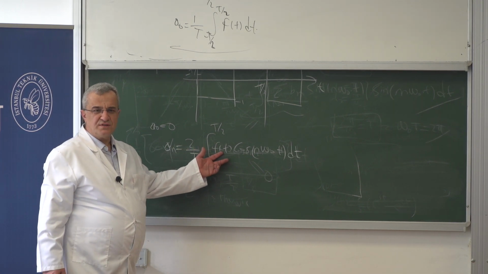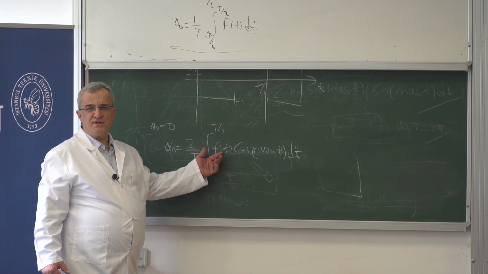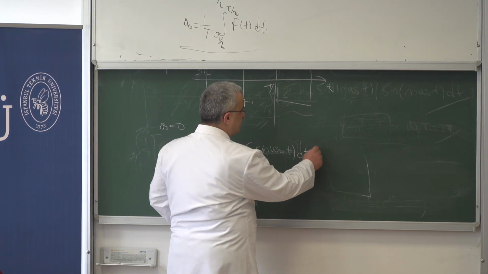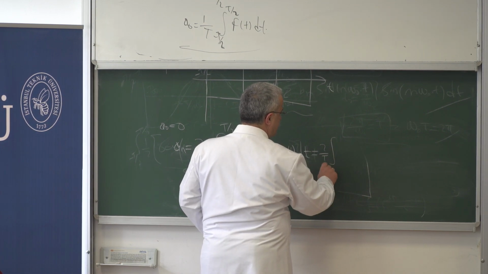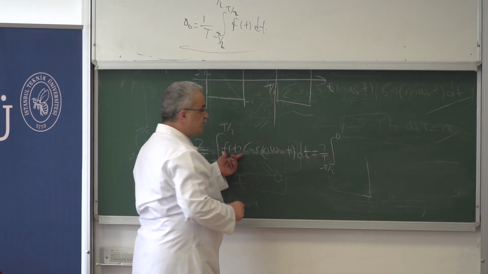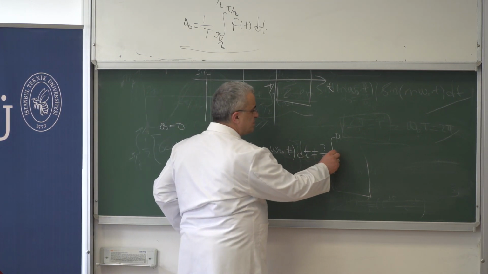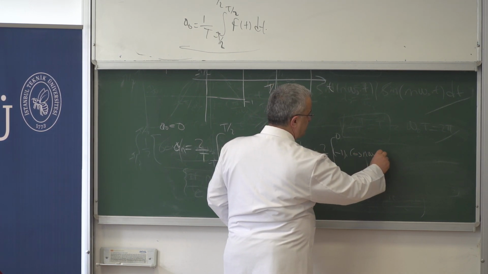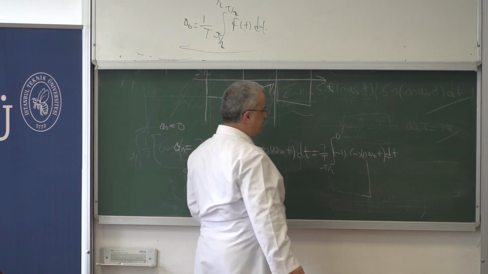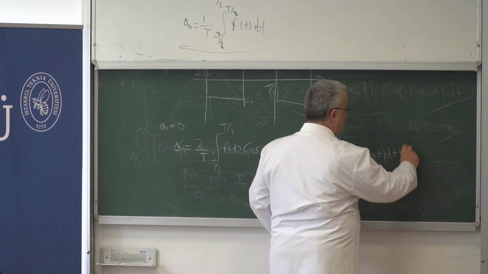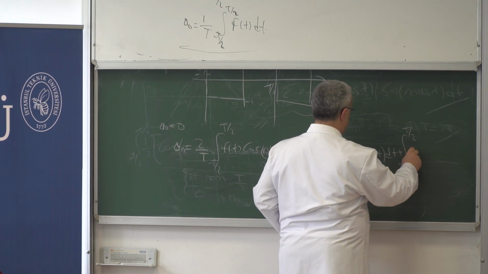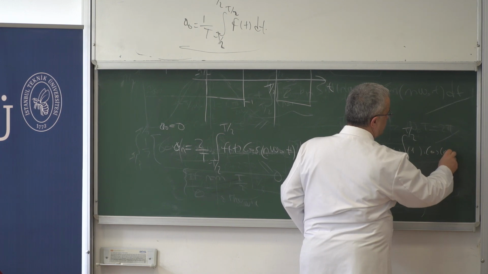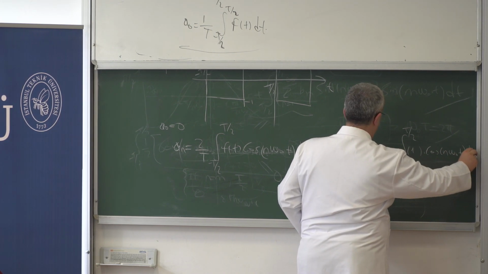So how do I go about this? I will separate it into two integrals, since it is a discontinuous function. This part and that part. So I will write 2 over T from minus T over 2 to 0. What is the value of the function there? -1. So it's -1 times cosine n omega 0 t dt, plus from 0 to T over 2. What is the value of the function here? 1 times cosine n omega 0 t dt.